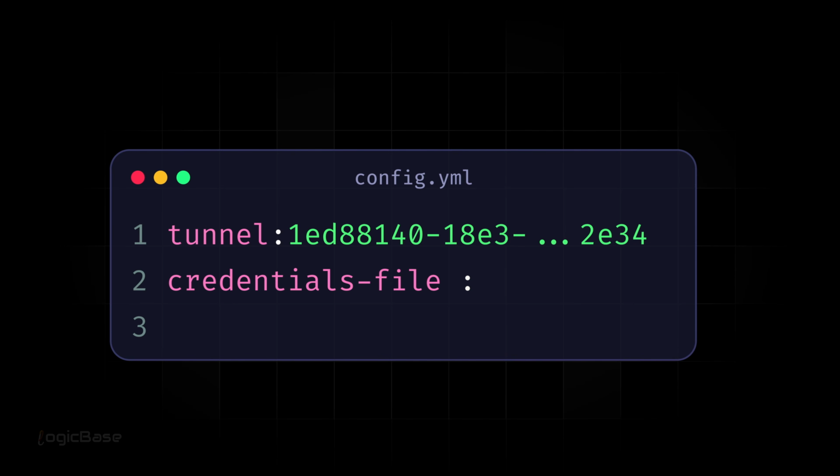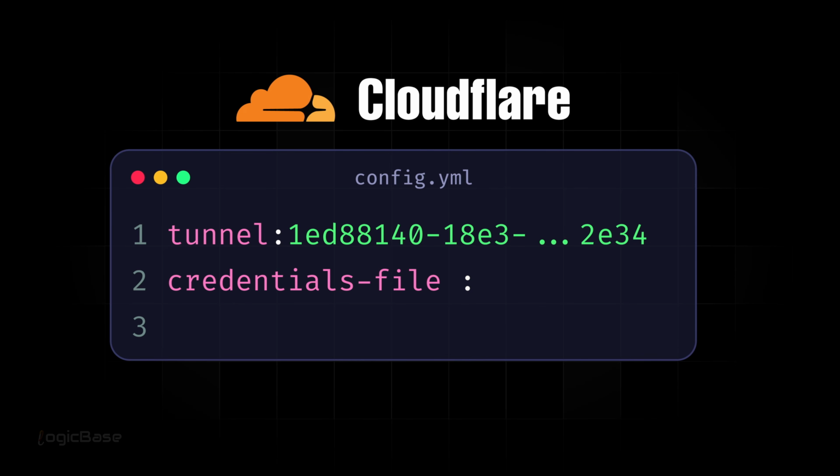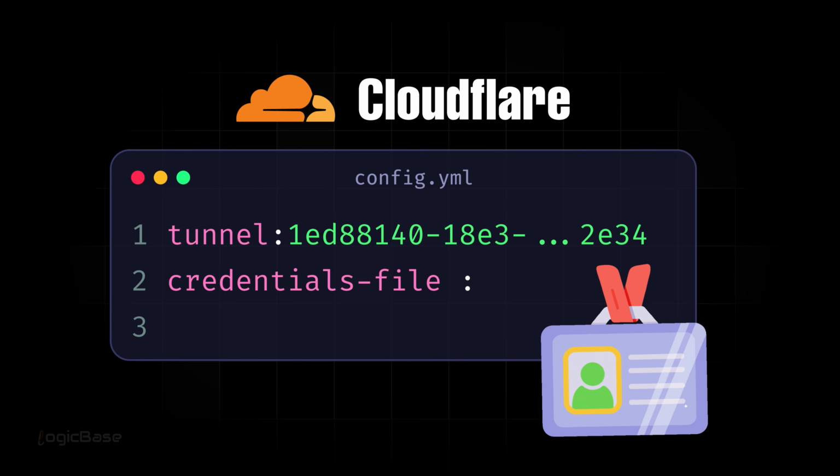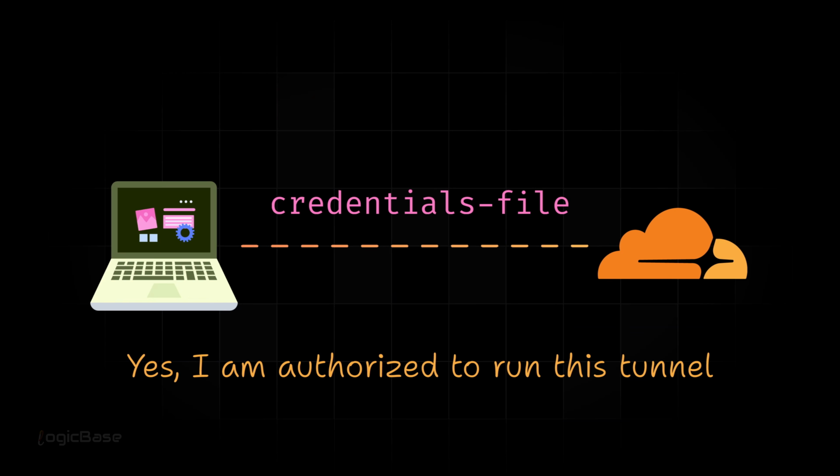Now we write credentials-file: This is a very important instruction because without this credentials file, Cloudflare cannot run the tunnel. You can think of it as the tunnel's identity card or permission file. It lets my local machine prove to Cloudflare, yes, I am authorized to run this tunnel as the owner or authorized connector.